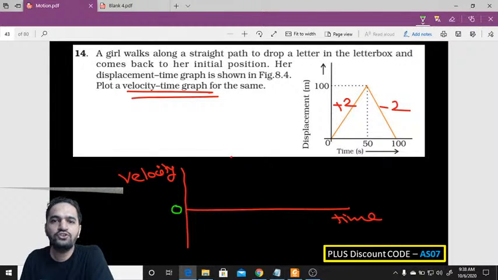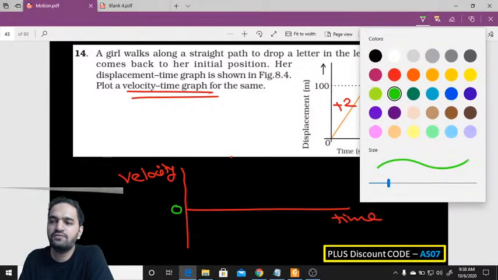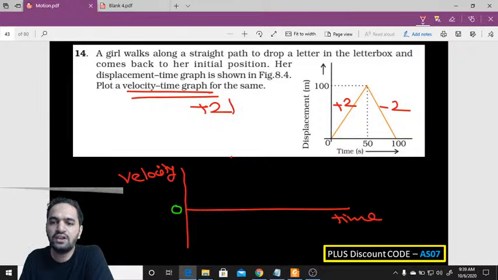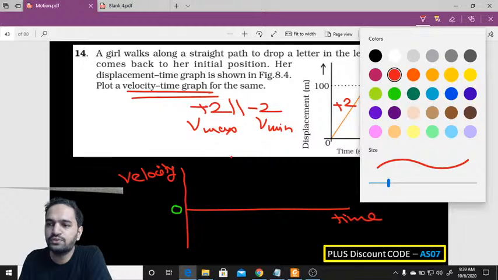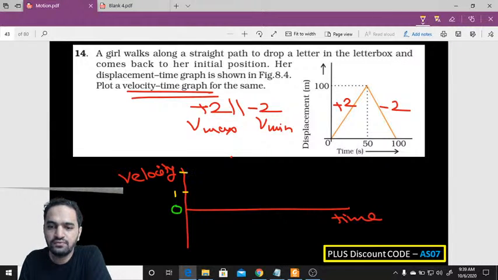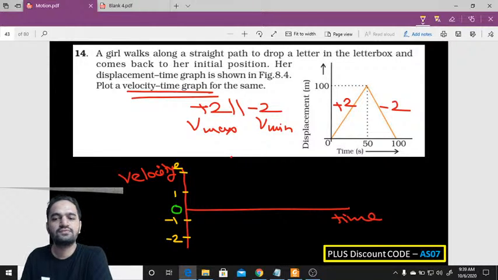Now on the y-axis you are going to put velocity, right? Now what is the maximum velocity you have? Maximum velocity you have is plus 2 and minimum velocity you have is minus 2, right? So this is V max, this is V minimum. Okay, so you do one thing. On the y-axis you take two positions, 1, 2, right? At the bottom side also the same thing: minus 1, minus 2. 1 and 2, minus 1 and minus 2. Why? Because we have two values of velocity.